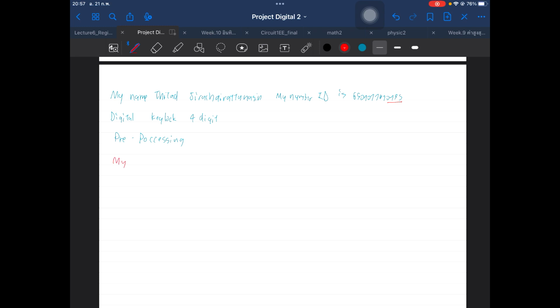Then my password will be the number 0145. And then, in my imagination, there will be 10 buttons.